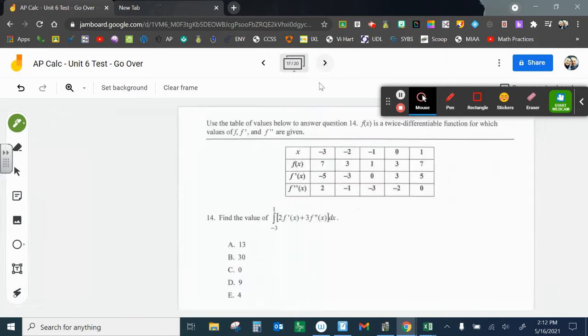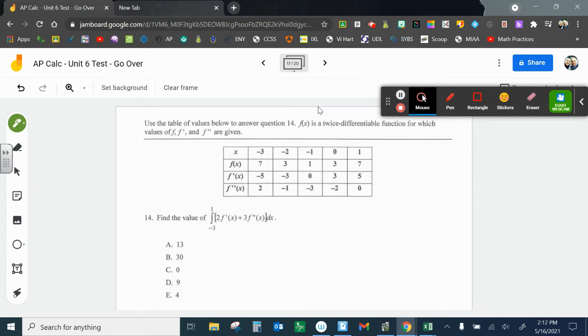Okay, last multiple choice on part 2. Use the table of values below to answer question 14. F of x is a twice differentiable function for which the values of f, f prime, and f double prime are given. So I just give you that twice differentiable to say there's no tricks here. Let's just see what we can get. Okay, find the value here.